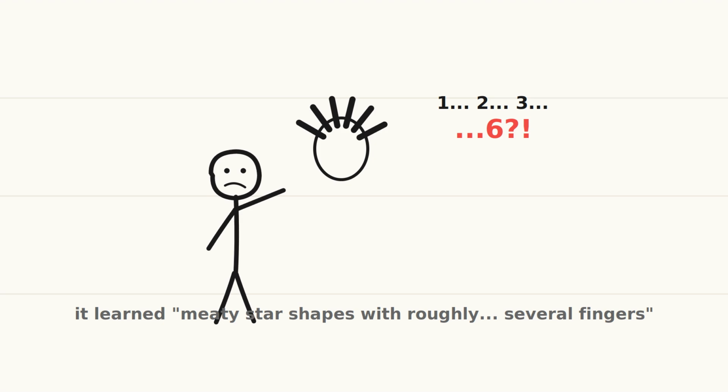Now, why does AI famously mess up hands? Why 6 fingers? Think about it from the AI side. It learned from photos, and in photos, hands are a nightmare. Holding things, half hidden, weird angles, fingers everywhere. The AI learned hands are meaty star shapes with roughly several fingers. It never learned to count them. It learned what hands roughly look like.